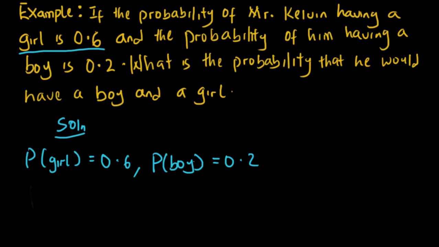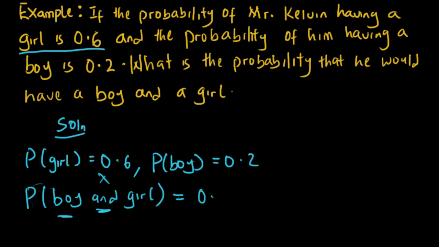Now we are asked what's the probability that it would have a boy and a girl. So probability that boy and girl. Now don't forget, and symbolizes multiplication. Now we know that probability of boy is 0.2 and multiplied by probability of girl is 0.6. So we have 0.2 times 0.6. I hope you can do this.